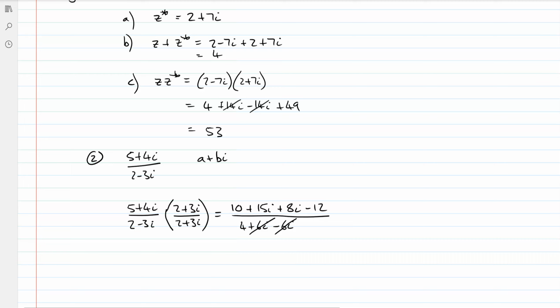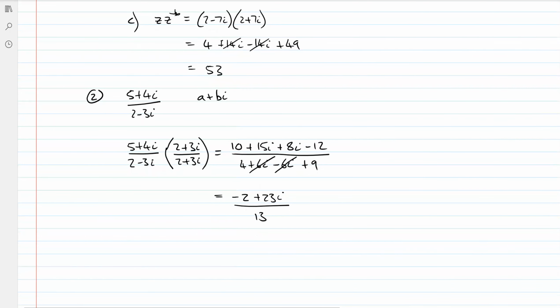And then minus 3 times 3, minus 3i times 3i, you get minus 9i squared, so plus 9. And simplify, so we're going to get 10 minus 12 minus 2. 15 plus 8 is 23. And on the bottom, 4 plus 9, which is 13.